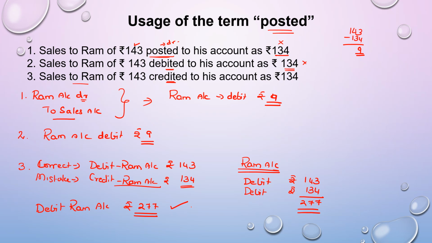So this is how you would rectify this error, and I hope with this explanation, if they give posted, don't worry, you should just see which is the correct side and understand that it has gone to the correct side. Otherwise, if they specify debit and credit side, then you know which side it has gone. Posted means it has gone to the correct side.